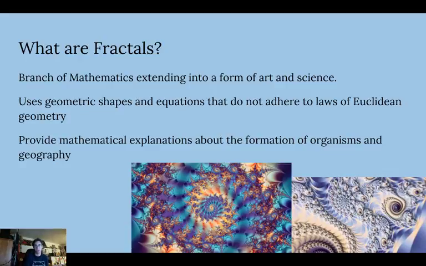So it uses geometric shapes and equations that do not adhere to Euclidean geometry. Basic Euclidean geometry is basic dimensions: 1 dimension, 2 dimension, 3 dimension. Three-dimensional shapes and figures, geometric figures, a straight line, a circle, are basically laws of Euclidean geometry. And fractals can provide mathematical explanations about the formation of organisms and geography. That's one of the applications, where fractals have been able to extend our understanding of organisms and geography.